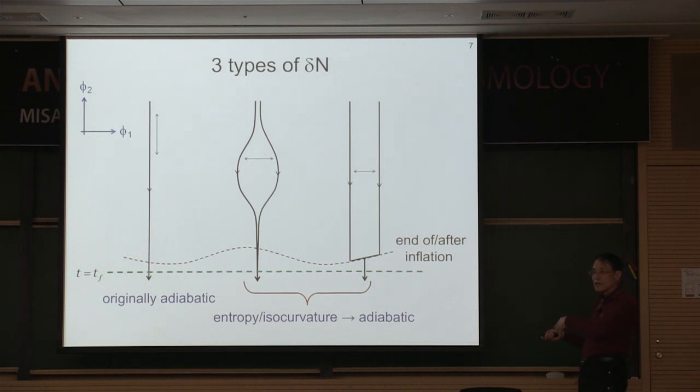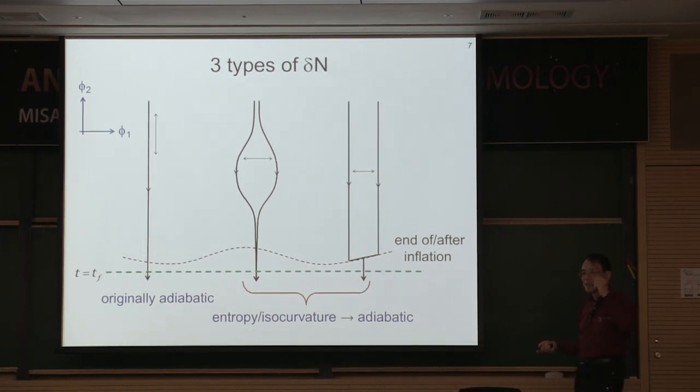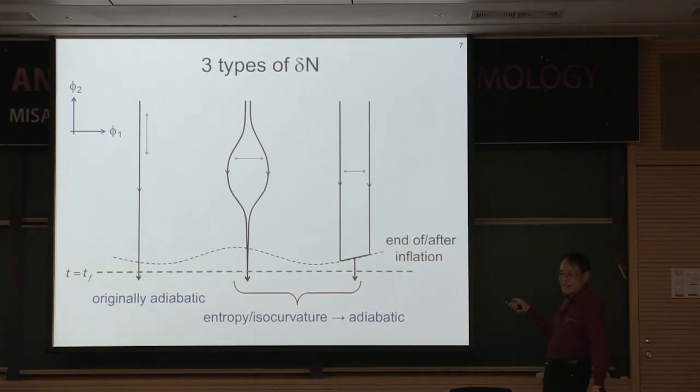So as you see, in any case, you shouldn't classify things into adiabatic and isocurvature. You can, but it is meaningless to classify the fluctuations during inflation into adiabatic and isocurvature, because what is important is only the end value, which may be dominated by one of those modes or a combination, and there can be many variations. Okay.